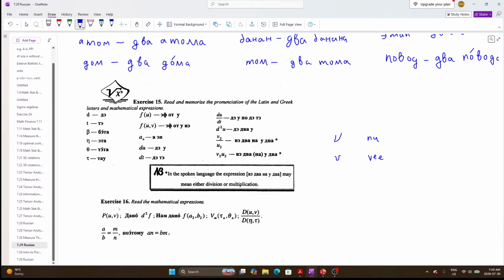Okay. And exercise 16, read the mathematical expressions. Okay, so I will try to read and write at the same time. So P of UV would be P at UV, like this.